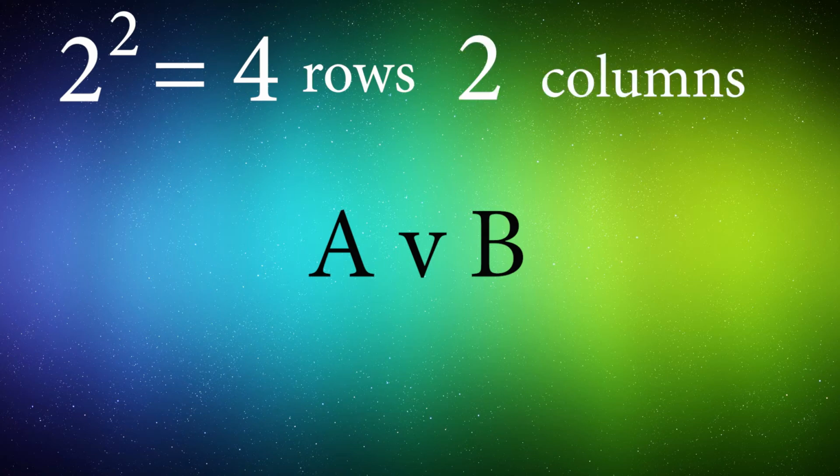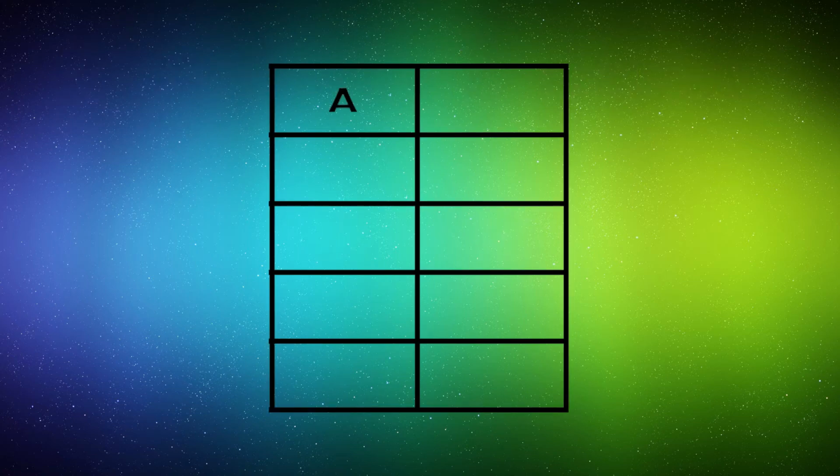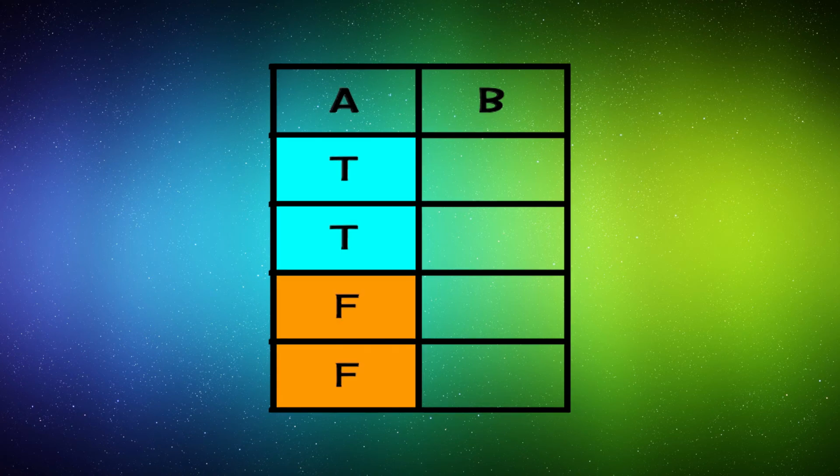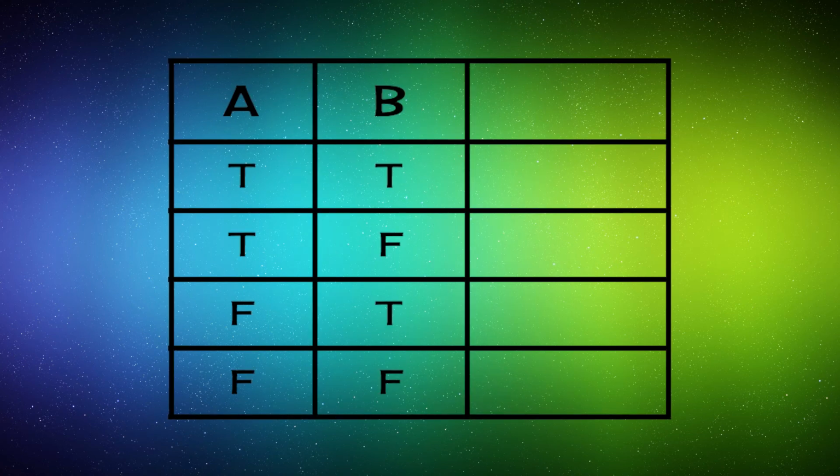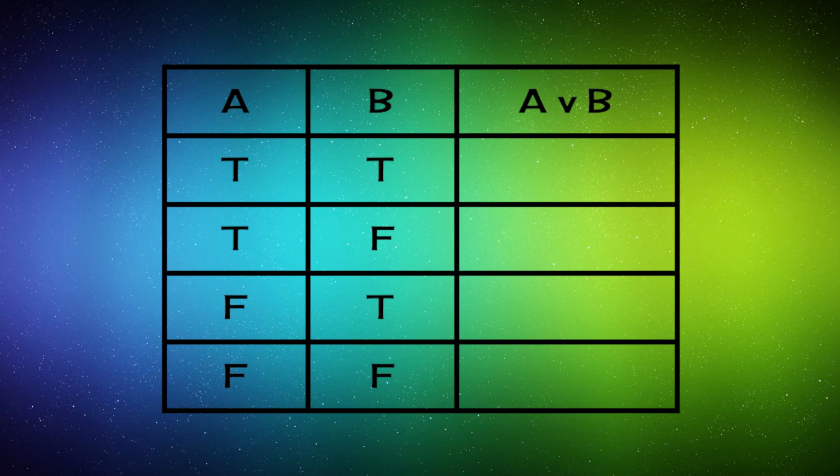Starting off with 2 columns. The first column for A and the second column for B. We're going to split our first column in half. First 2 true, second 2 false. We're going to cut our B into fourths. True, false, true, false. And then our last column is going to be the A or B column.